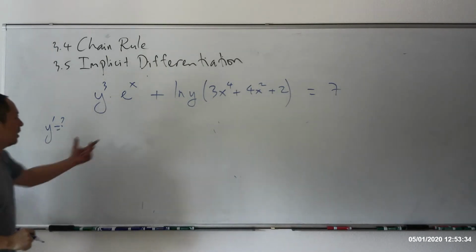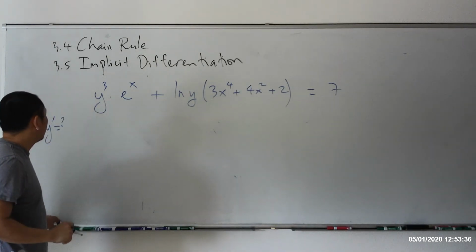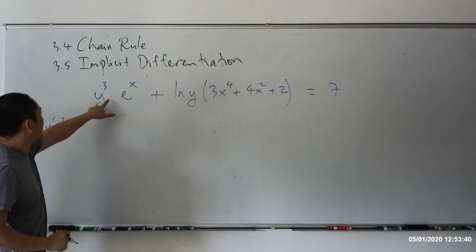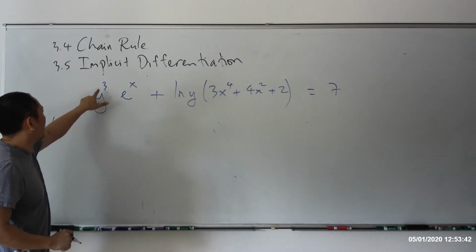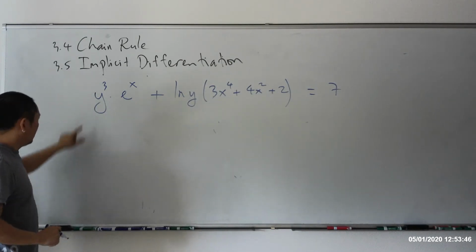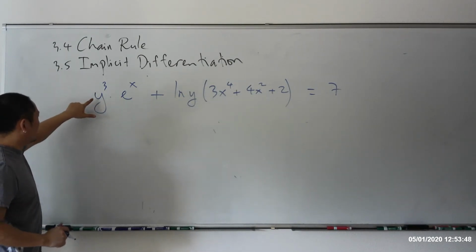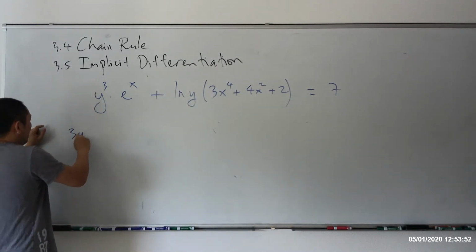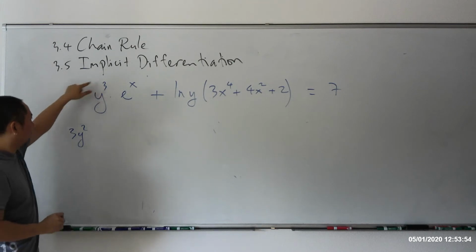Alright? So we're going to take the derivative on both sides. On the left hand side, we start with the first term right here. I see that I have to use the product rule because I have y cubed times e to the x. The product rule says what? You take the derivative of the first term times the second. The derivative of y cubed is 3y squared.